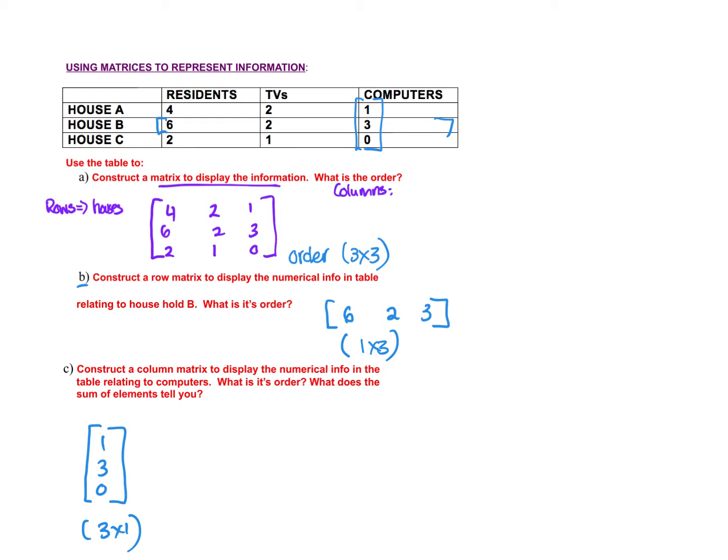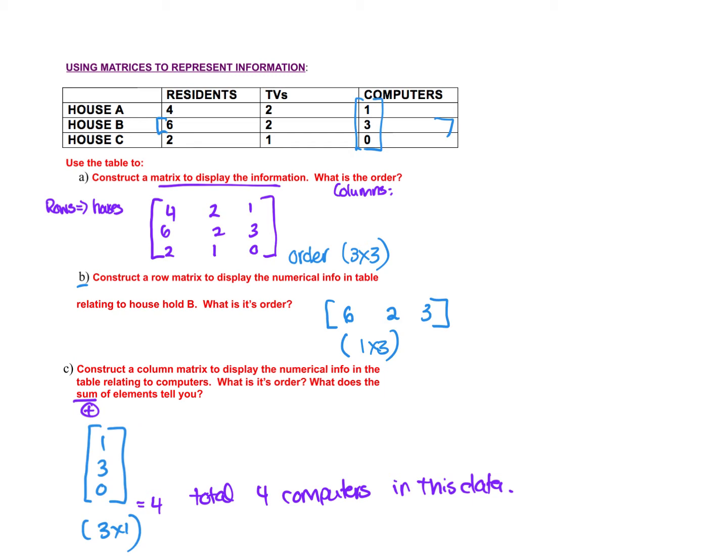Now, what does the sum of the elements tell us, if we added all these up? Remember, sum means add. So if you add all these up, it equals 4. What does that tell me about the data? There are 4 computers in all the houses, yeah? So you might say there's a total of 4 computers in this data, okay? You need to be able to interpret. If we gave a matrix, you know what it's telling you, and if you added all of them up, it'd tell you all the computers.